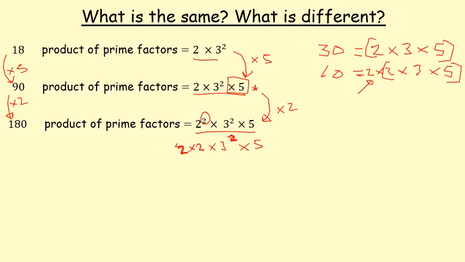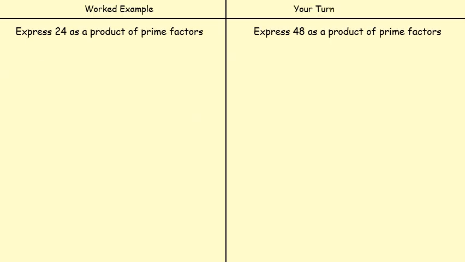Okay, so we can use products of primes and use numbers that are easy to calculate and work out multiples as well. Okay, we're going to do another example. So we want to express 24 as a product of its primes. So first bit, hopefully you're getting confident with, we're going to break 24 down into 2 numbers that multiply together to make 24. I'm going to use 2 and 12.